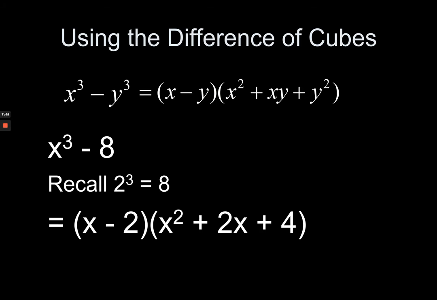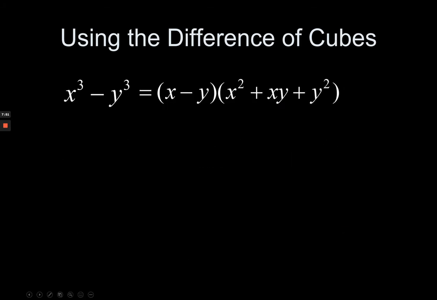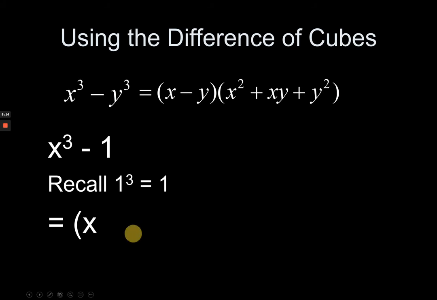Let's try another example. It's also the case of difference of two cubes. Let's say you have a very simple problem, x cubed minus 1. So recall, the cube root of 1 is 1 because 1 times 1 is 1, 1 times 1 times 1 is 1. What does this mean? All the y's will be replaced by 1. So our first part of your factor is x minus 1, which is your y.